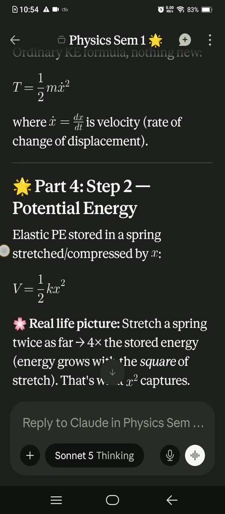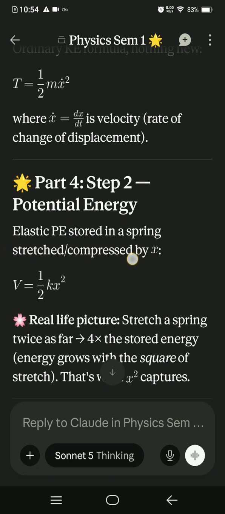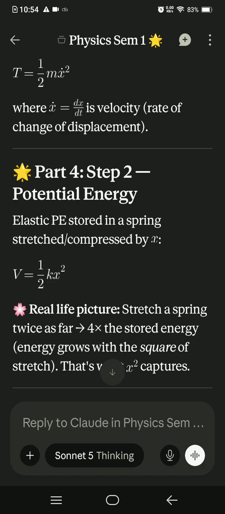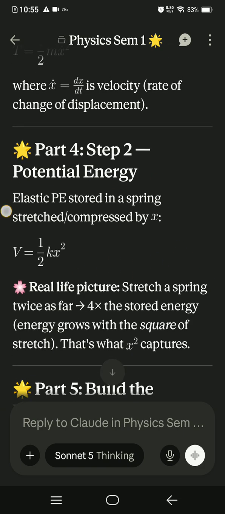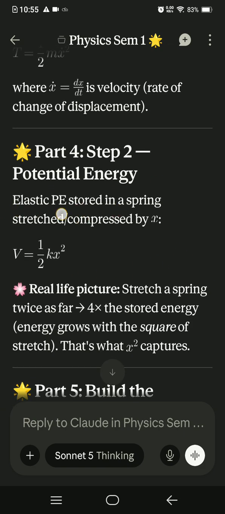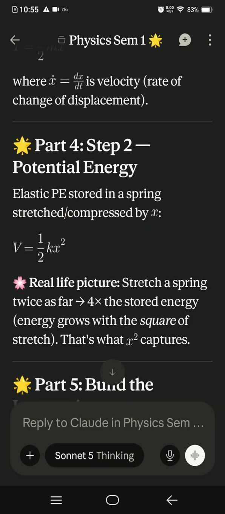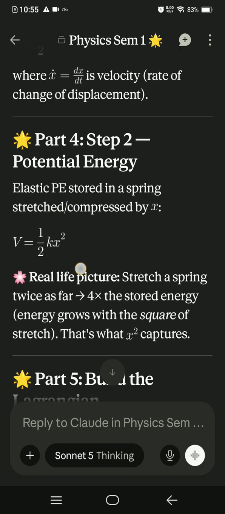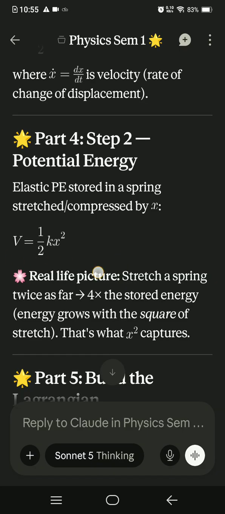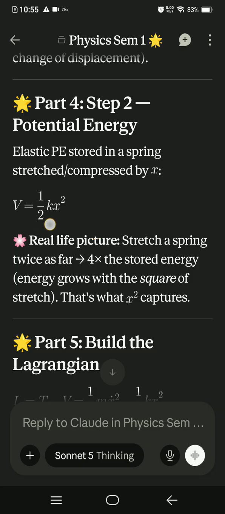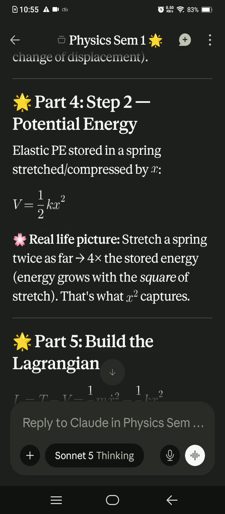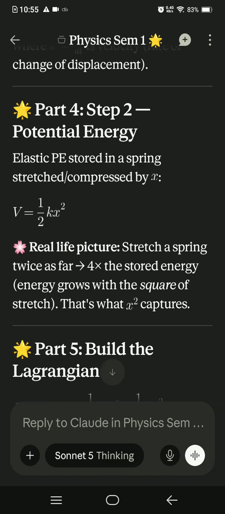Now potential energy: elastic potential energy is stored in a spring stretched or compressed by x. So this is the formula. By the way, I didn't know this. I was thinking mgh, but mgh is for gravitational potential energy. Here we have stored potential energy in elastic form, from stretching and compression. So this is the formula, which I didn't know. I haven't studied this; maybe it came up in 11th-12th, but I never read it, whatever. So this is the formula we are going to use, and you need to memorize it or derive it from scratch, because I'm not going to anyways.